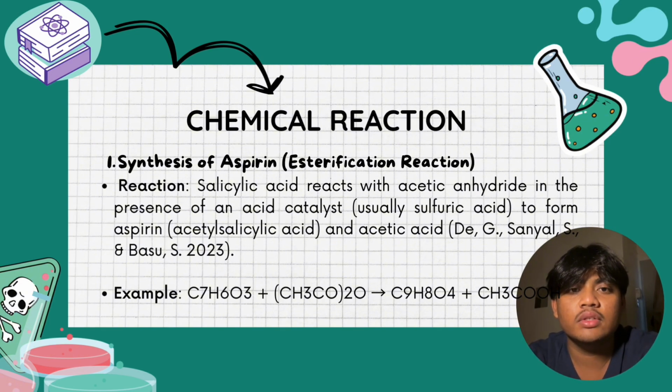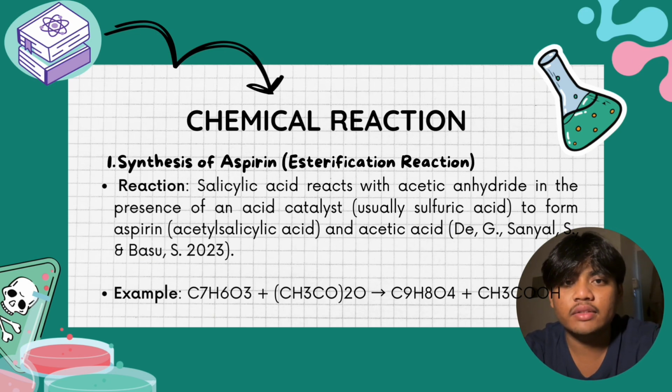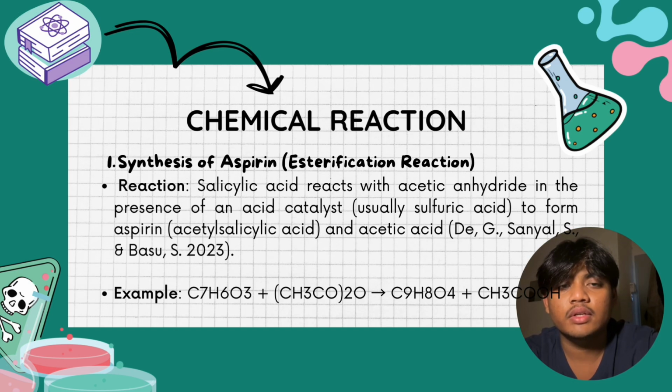And the reaction process is the hydroxyl group on salicylic acid reacts with acetic anhydride. This forms aspirin and acetic acid as a byproduct. And the reaction equation is C7H6O3 plus CH3CO2O, and the product is C9H8O4 plus CH3COOH. The reaction involves replacing the hydroxyl group of salicylic acid with an acetyl group. Aspirin is purified by crystallization after the reaction.